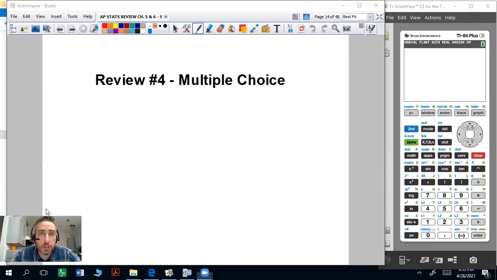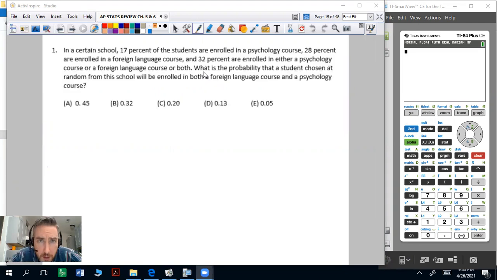All right, here's the question. In a certain school, 17% of the students are enrolled in a psychology course, 28% are enrolled in a foreign language course, and 32% are enrolled in either a psychology course or a foreign language course, or both. What is the probability that a student chosen at random from this school will be enrolled in both a foreign language course and a psychology course?